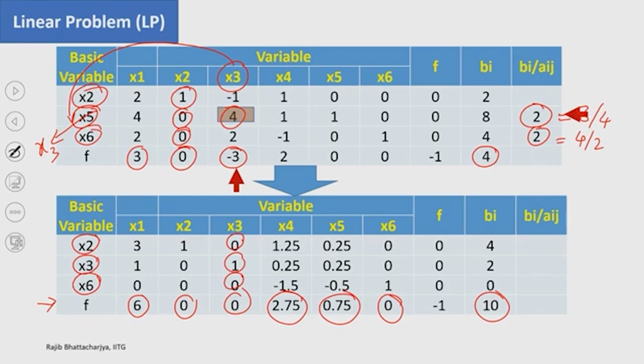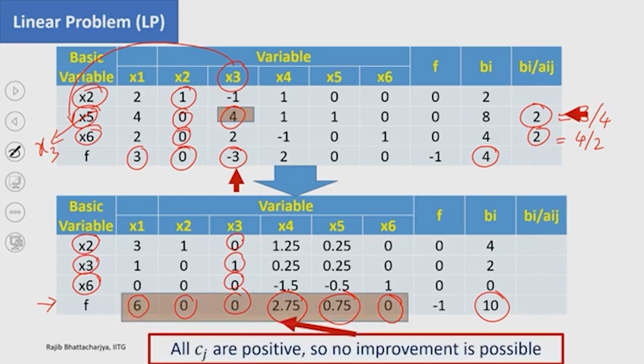So whatever solution you are getting, -10, that is the optimal solution; you will not get any improved solution. So what is the solution? The solution is x2 equal to 4, x3 equal to 2 and x6 equal to 0, and x4 and x5 are also 0 because they are non-basic variables. Okay. So all Cj are positive, so no improvement is possible.